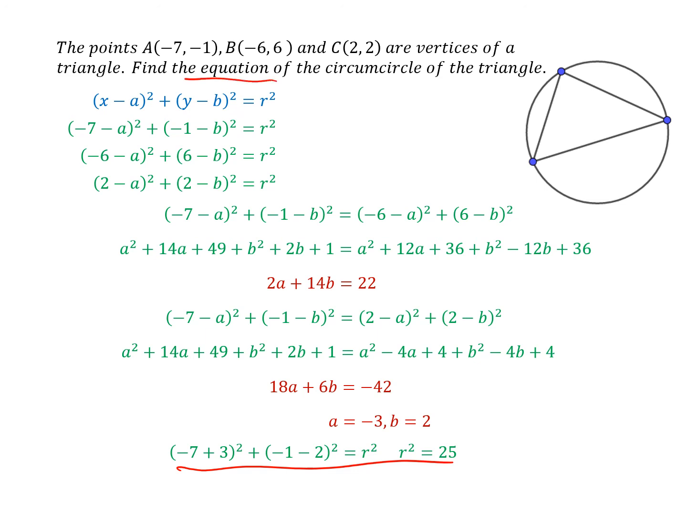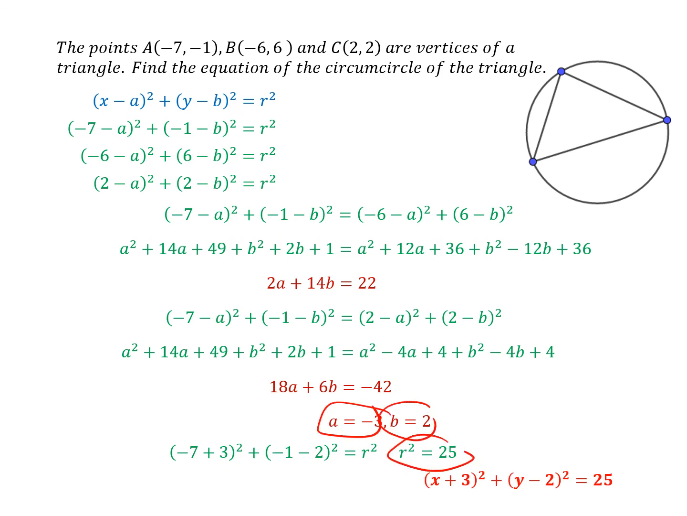I've got to find the equation of the circumcircle. So I need to put these values of a, b, and r squared into the general form of the equation for the circle, and I get this answer here.